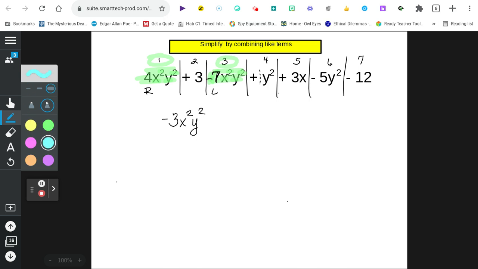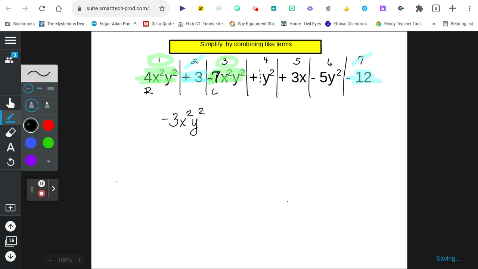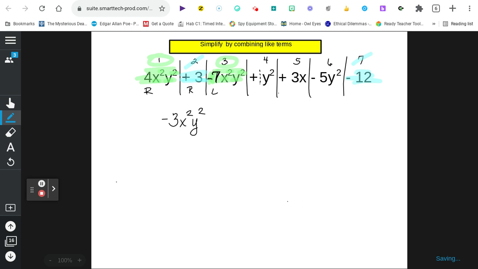I got a constant here. There's a constant there. So term 2 matches term 7. Could have put my constants together. A lot of people do their constants last. It really doesn't matter to me, though. Okay, 3 to the right, 3 minus 12. 3 minus 12 is the same as 3 plus -12, which is just -9.